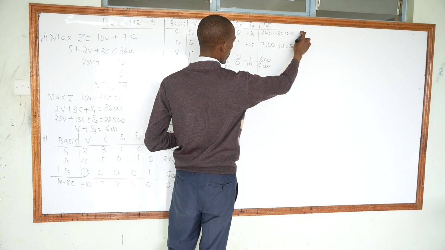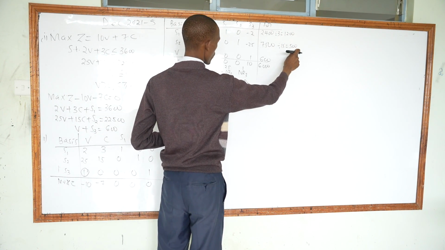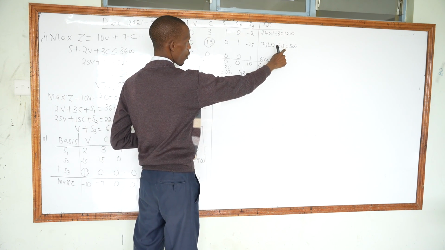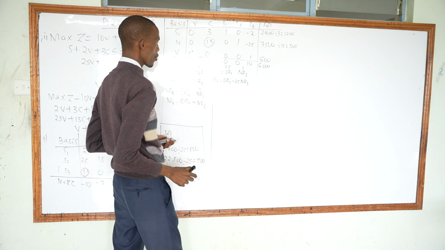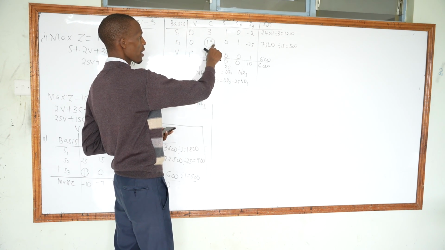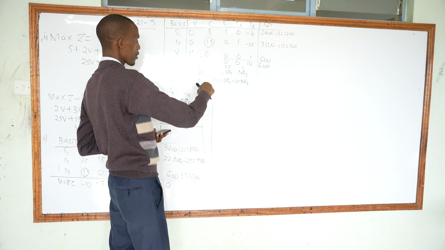So we are going to compare the two. Which is the smallest quotient? It is 500. So the pivot element is where the pivot column and pivot row meet, because this is where we have the smallest quotient. So we make this to be 1 and all the others in the same column to be 0.